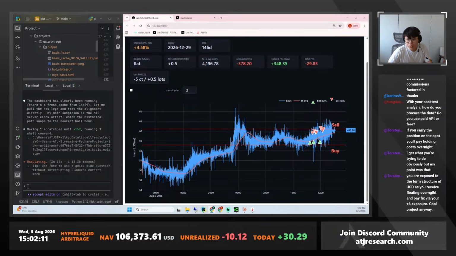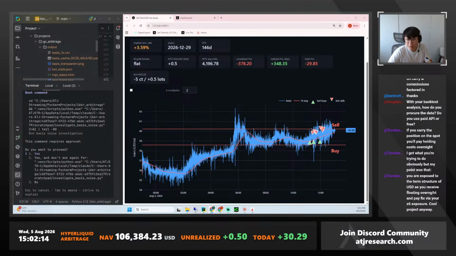You're exposed to the term structure of USD as you receive floating overnight and pay fixed via your exposure cool project.